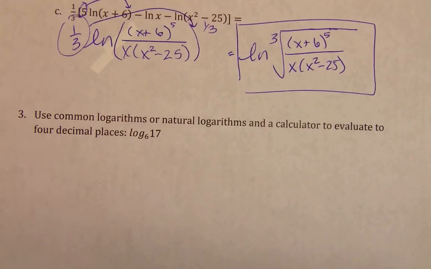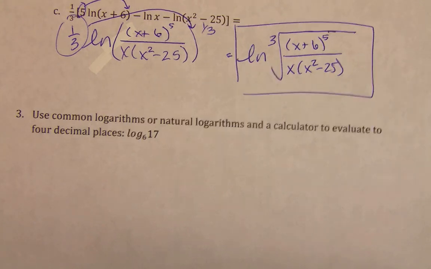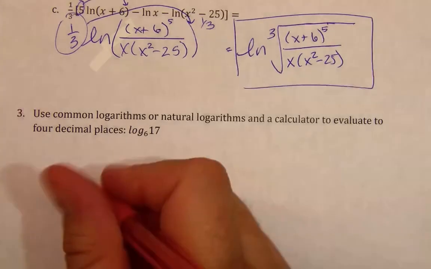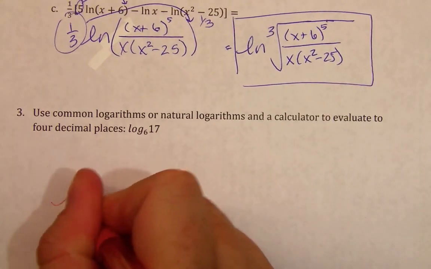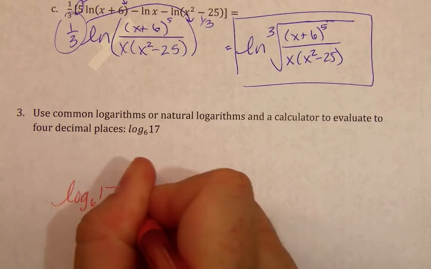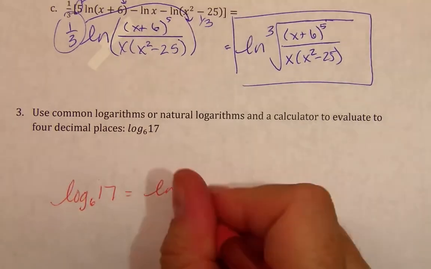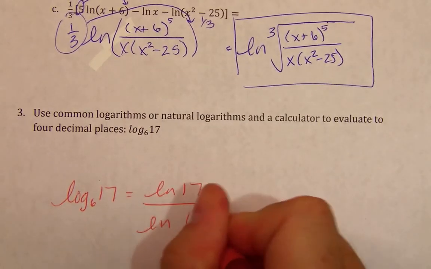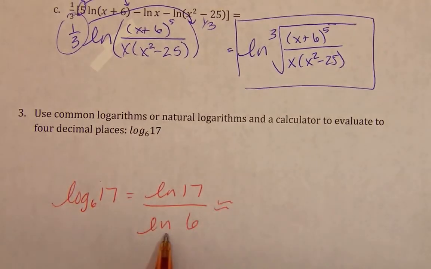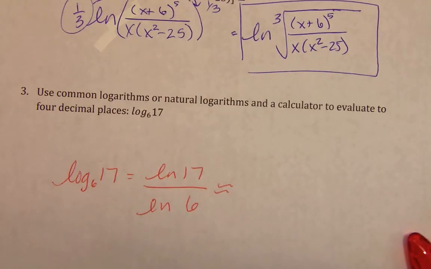Now this last example here says use common logarithms or natural logarithms and a calculator to evaluate to 4 decimal places log base 6 of 17. I'm going to use a natural logarithm. And we're using the change of base formula here. So log base 6 of 17 can be natural log of 17 over natural log of 6. This is your exact answer. This is part of your answer. I do need to see that as part of your answer. And then the decimal that we get is our rounded answer.